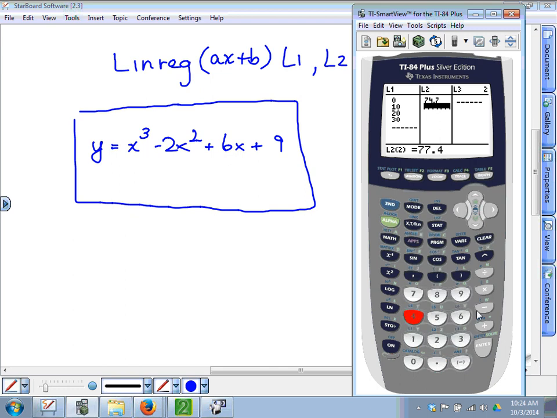On number 10, it says let x equal the number of years after 1970. So 1970 is 0 years after 1970, right? 1980 is 10 years after 1970. Who's getting decimals? You guys are way ahead of me.